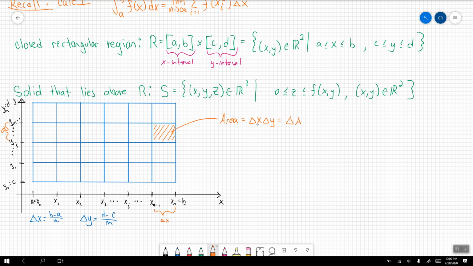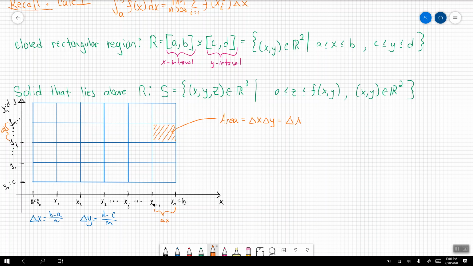Delta A is just going to be composed of delta x times delta y, and that's just going to be the change in the area that we want to observe, where delta A is going to be dependent on which subdivisions we choose for n and m. Awesome. So now what I want you to do is try to visualize what's happening here, and what's happening here in just a little bit.